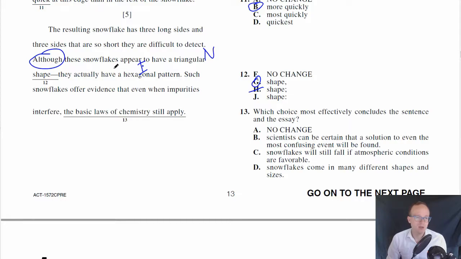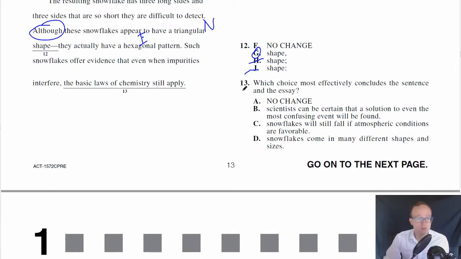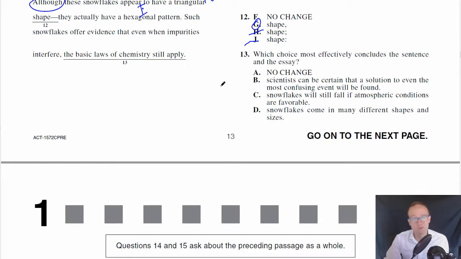So, if the sentence were something like, these snowflakes have a different shape, colon, a hexagonal pattern, or dash, a hexagonal pattern, all those would work. But because this starts off with this non-independent piece of the sentence, we need to use the comma here. You'll pick up on this as you see more of these, and as you read more.